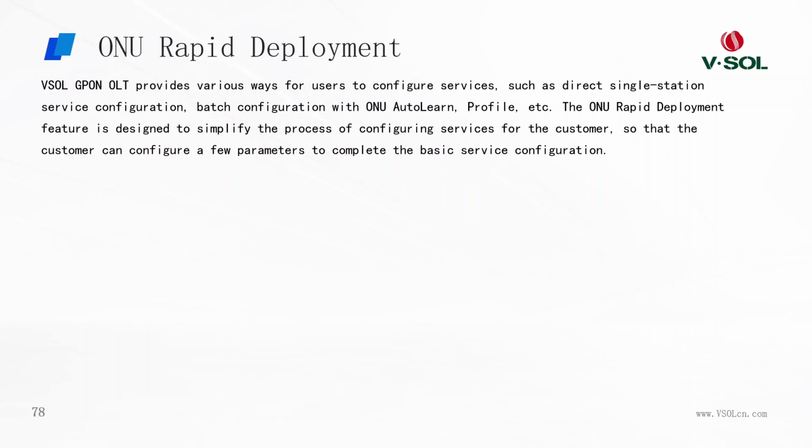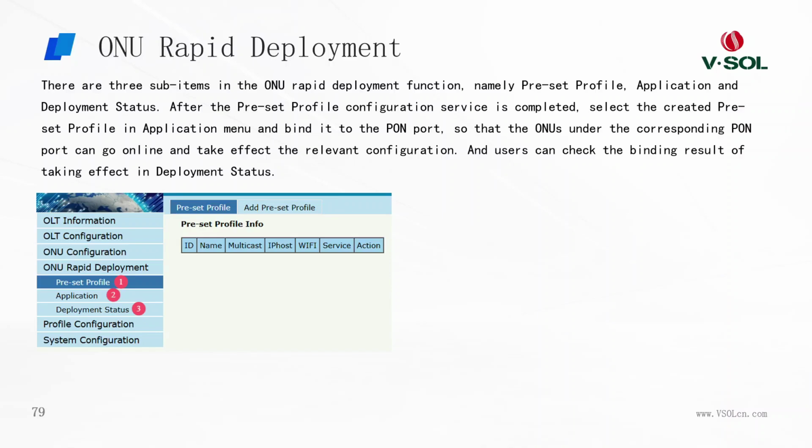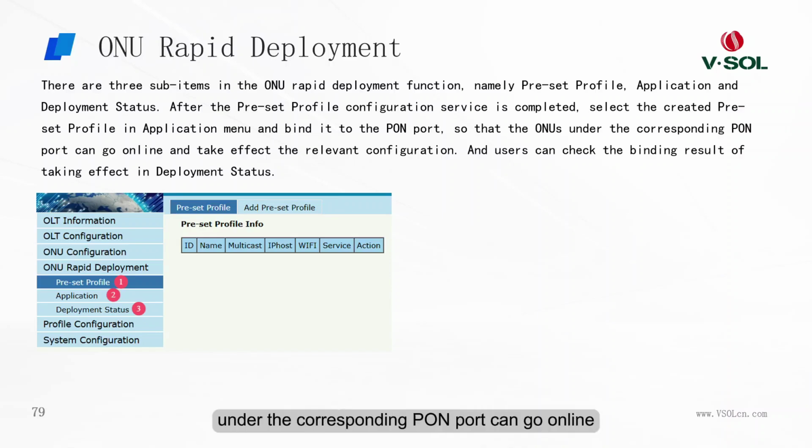The ONU Rapid Deployment function contains three parts: preset profile, application, and deployment status. After the preset profile configuration service is completed, select the created preset profile in the application menu and bind it to the PON port, so that the ONUs under the corresponding PON port can go online and the relevant configuration takes effect, and users can check the binding result in deployment status.